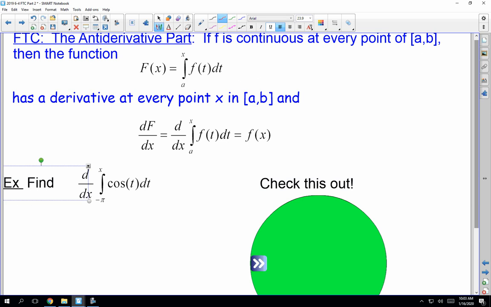So on this next example, write down this example. I'm going to see if we caught what I just said on the previous slide. Let's see. There's an easy way to do this, and there's a hard way to do this.